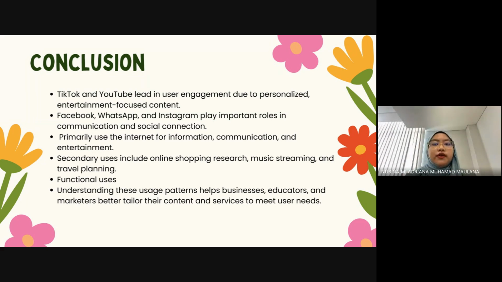So, functional uses like finance, health, education, and productivity are important but less prioritized by Malaysians. Next, understanding these usage patterns helps businesses, educators, and marketers better tailor their content and services to meet user needs. So that's all from us.